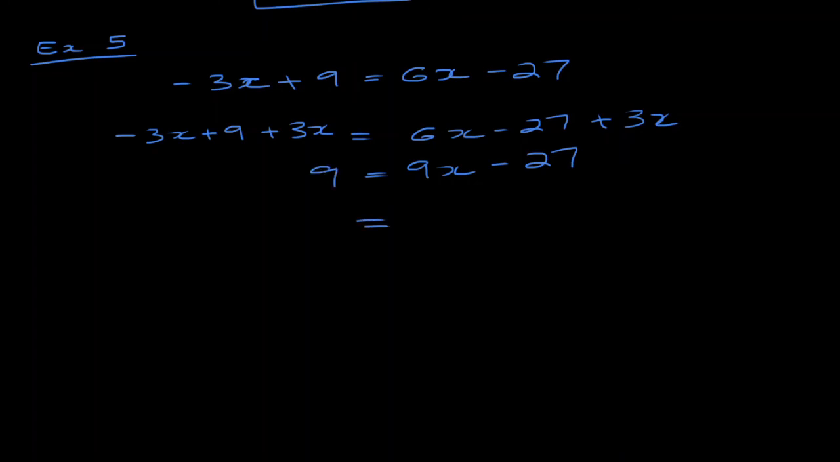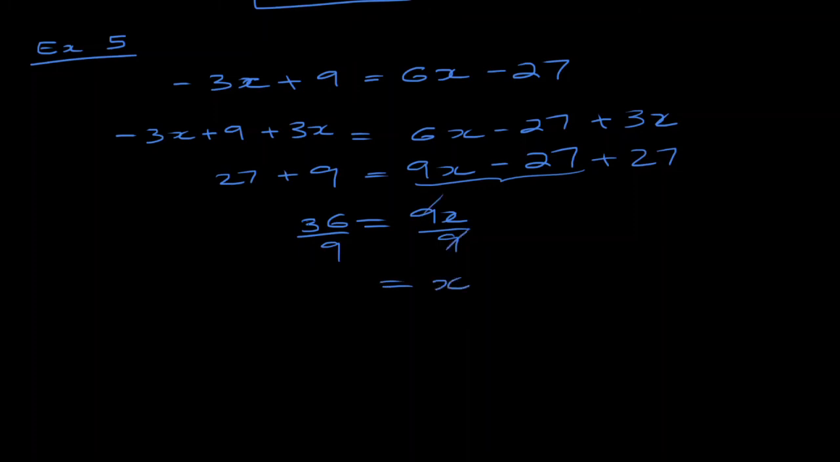And now all we have to do is our usual shenanigans, and we have to move this over. So we go plus 27, plus 27 on this side, and we get 36 on this side and 9x. And to get rid of the 9, we have to divide by 9. And these two will cancel, so you get x, and 36 over 9 is 4. So x is equal to 4.